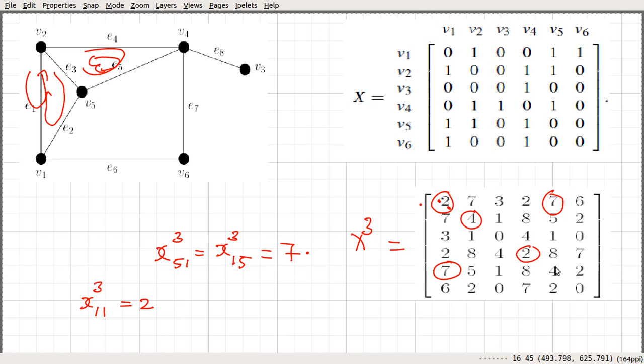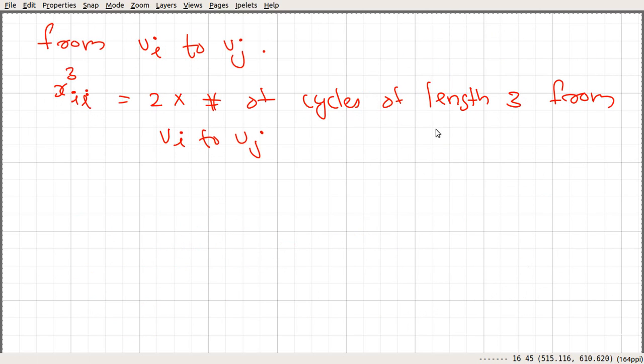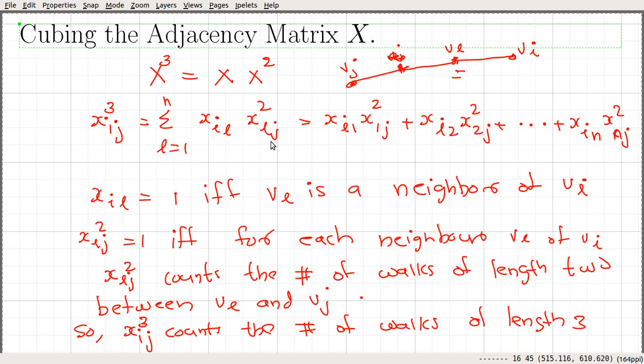Similarly, for this vertex we have a 4 here, and that corresponds to this triangle, and we could have something like V4 to V3 this way, then back, then this and this. So that is what this 4 represents. In general, we can see that it's the number of cycles of length 3 from Vi to Vj. So these are some things that we can infer from squaring the adjacency matrix and cubing the adjacency matrix.